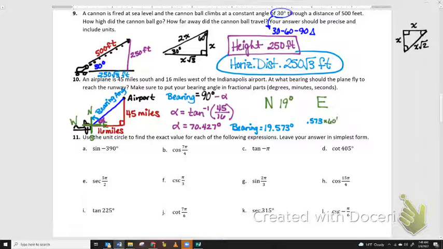0.573 times 60. That'll give me my minutes. You said 34.38? So this is 34 minutes. And then we're going to do that 0.38 minutes times 60 seconds. And we get what? 23. Didn't it come out to like 22.8? 22.8 seconds, so round to 23. So there's my bearing.